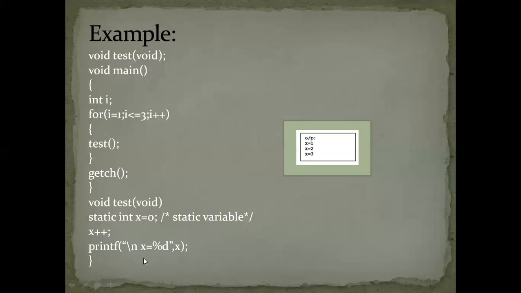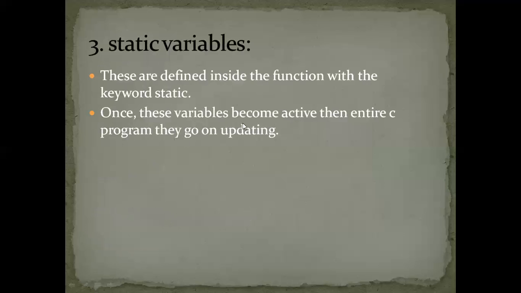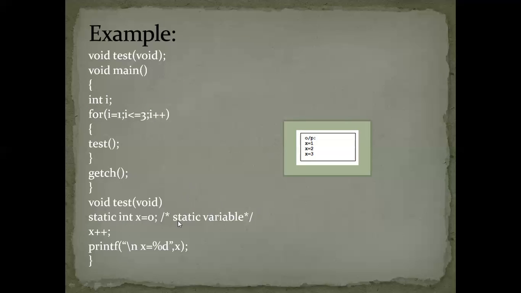So what we have seen is that static variables become active, and then throughout the entire C program they go on updating. Here I am incrementing the value of X by 1. Then I go back to the main program, where the for loop is. The value of i is incremented by 1, and now the value of i becomes 2. Is 2 less than or equal to 3? Yes, the condition is true.